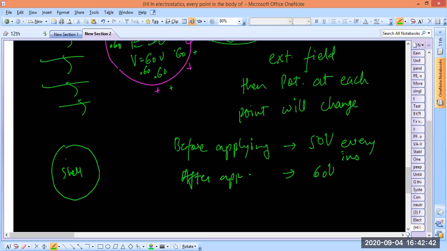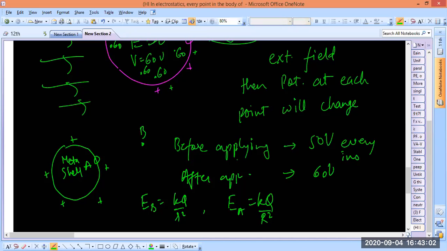Suppose this is a solid, this is a shell. Metal shell, and it is charged. Here you take one point B and here you take one point A. Electric field at B is kQ by small r square and electric field at A is kQ by capital R square. So these are different.